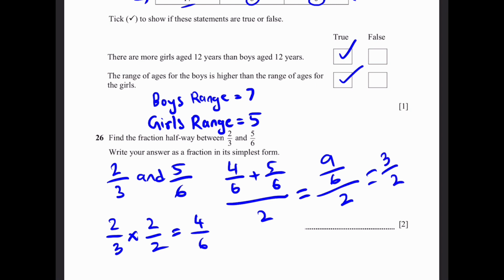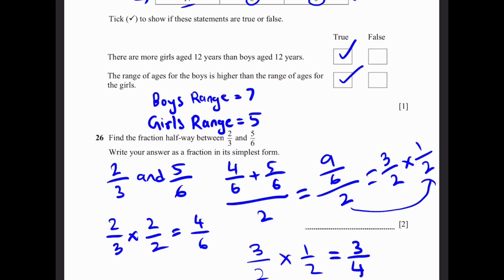So it's 3 by 2 multiplied by 1 by 2. Why is it 1 by 2? It's because something divided by 2 is the same as multiplying it by 1 by 2. Let's write that down. 3 by 2 multiplied by 1 by 2. Multiply the denominators and multiply the numerators. 3 times 1 is 3 and 2 times 2 is 4. So 3 by 4 is the midpoint, or the fraction halfway between 2 by 3 and 5 by 6. So this is the answer.